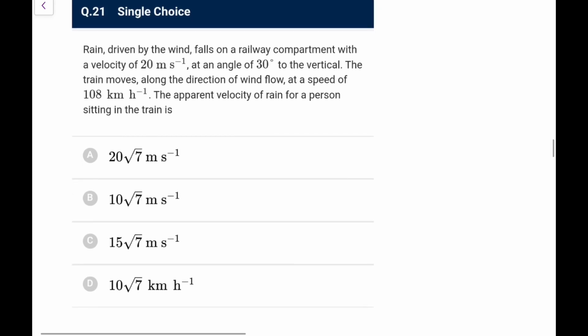Rain driven by the wind falls on a railway compartment with a velocity of 20 meter per second at an angle 30 degree to the vertical. The train moves along the direction of wind flow at a speed of 108 kmph. The apparent velocity of rain for a person sitting in the train is going to be, okay. So what we are given here, it is falling at an angle 30 degree to the vertical, and the train is going along the direction of the wind flow.